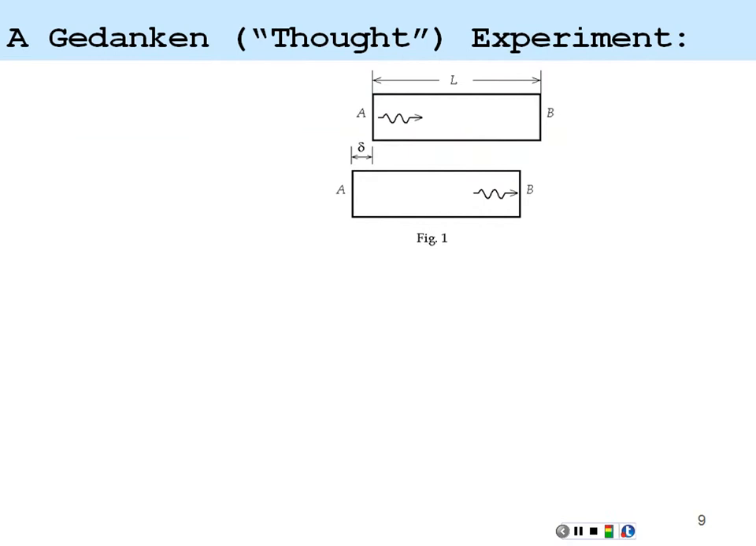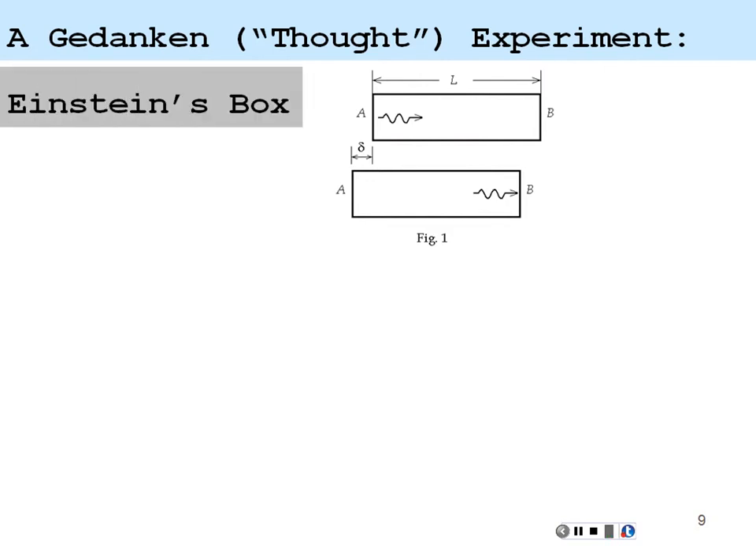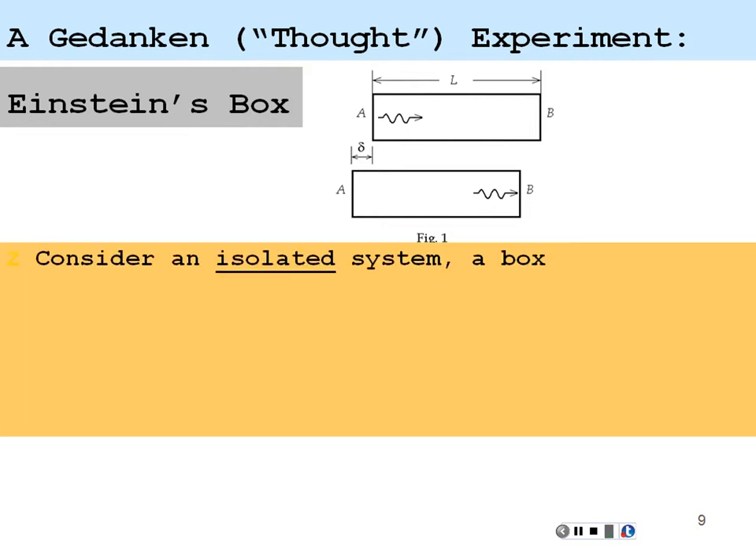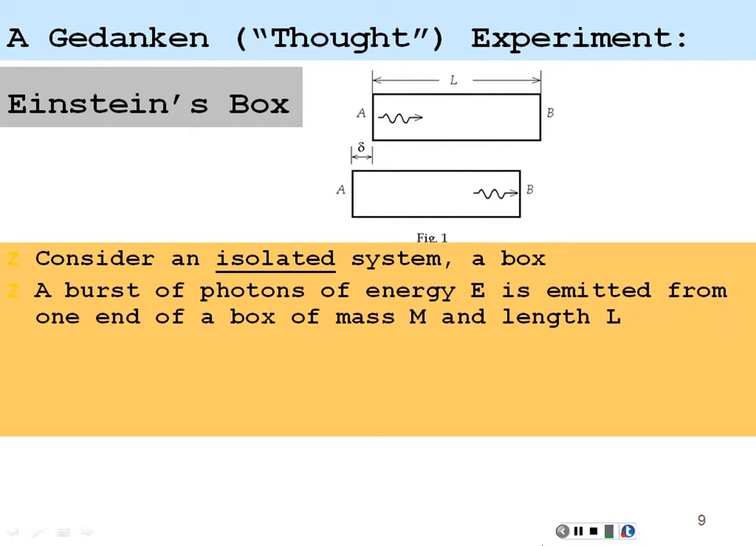Here's a Gedanken, a thought experiment. That's what Einstein called his thought experiments to help visualize things, a Gedanken. Einstein's box. We have a box, and enclosed in that is a photon isolated system. There's going to be a burst of photons of energy from one end of the box, and it's going to travel towards the other end of the box, a distance of L for the length of the box. The box itself has a mass m.